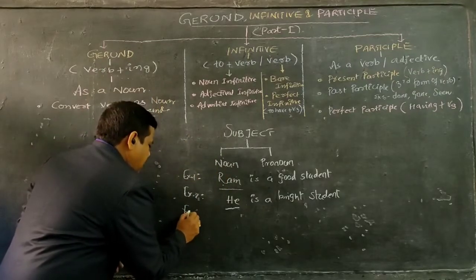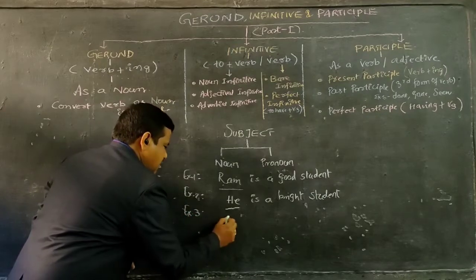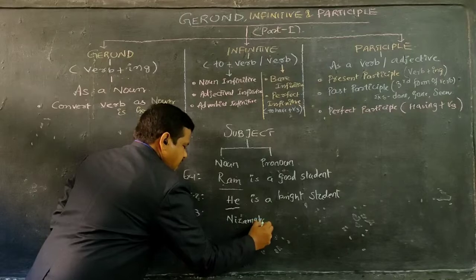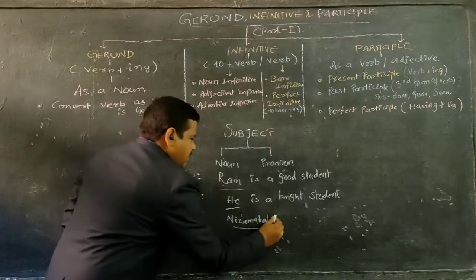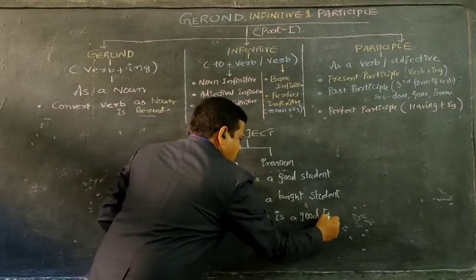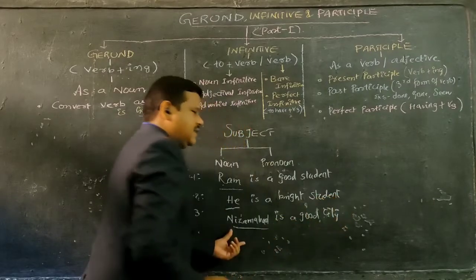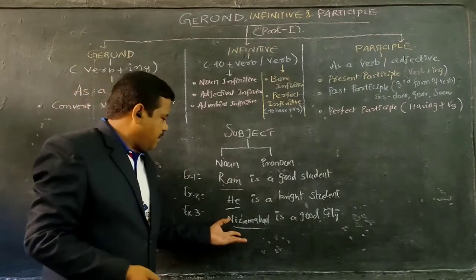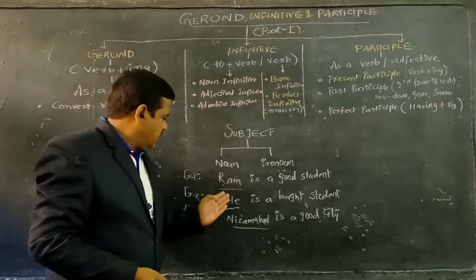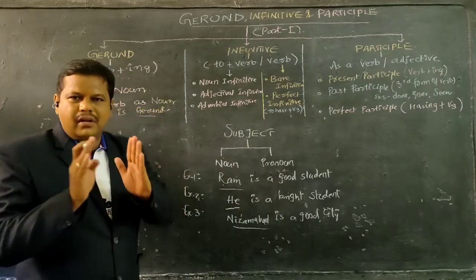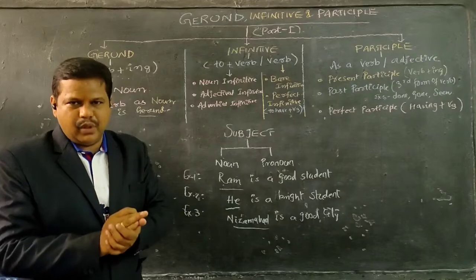Take another example. I am talking about our city itself. Nizamabad is a good city, for example. It is a district headquarters, it's a city. We are talking about the city name, Nizamabad. It is a good city having all facilities. So this is a proper noun. Ram is a proper noun, whereas he is a pronoun. So in a sentence, nouns or pronouns are very important.